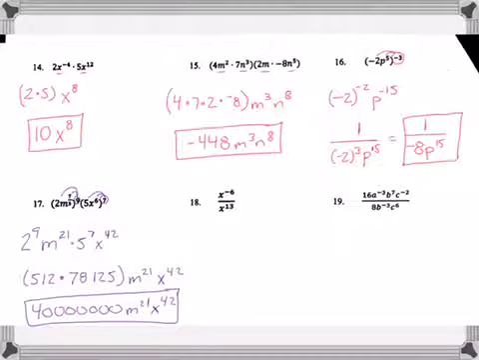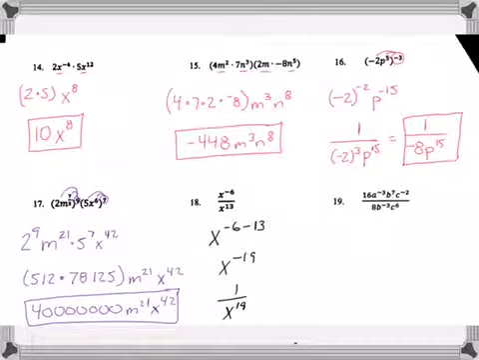With question 18, we're subtracting the exponents because we're doing division. So it's negative 6 minus 13, which gives us x to the negative 19th power. We don't want negative exponents, so we drop underneath, and we get 1 over x to the 19th power.